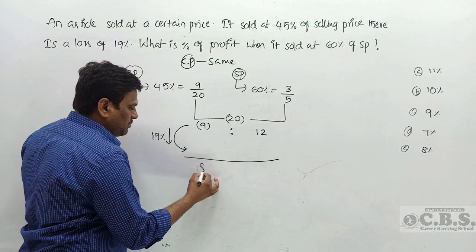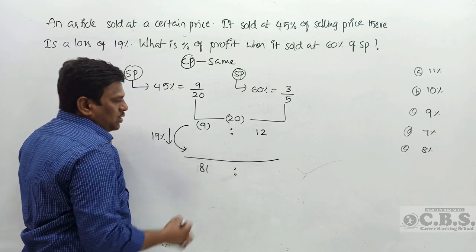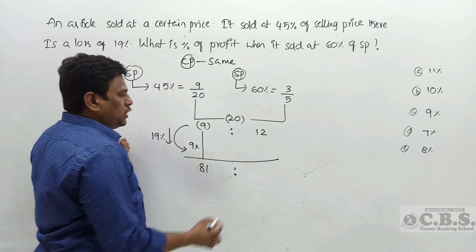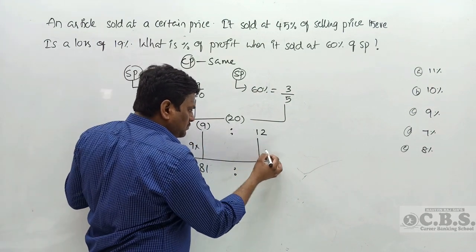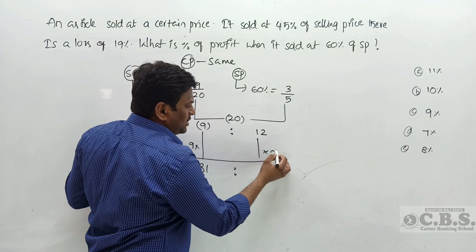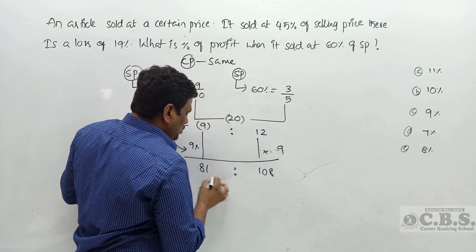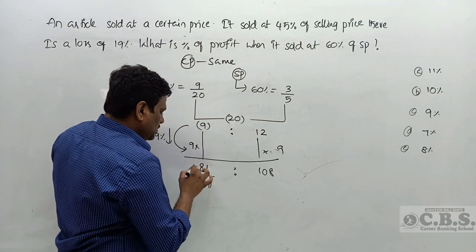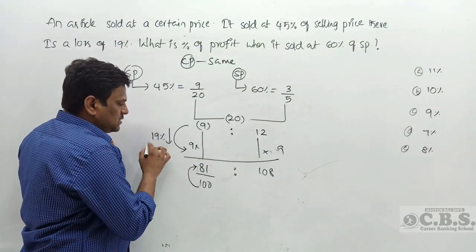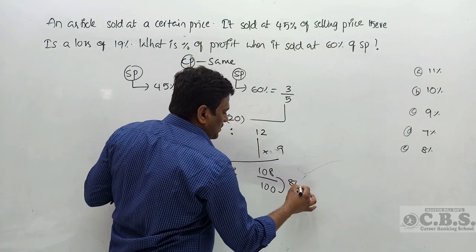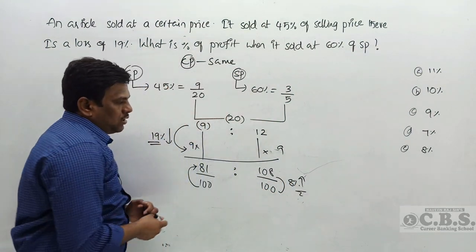19% loss means for the selling price how many parts? 81 parts. 81 means how many times of 9? 9 times. Similarly, you do 9 times for the other one. 12 9s are how much? 108. So 100 to 81, how much loss? 19% loss. 100 to 108, how much profit? 8% profit. So the option is the answer.